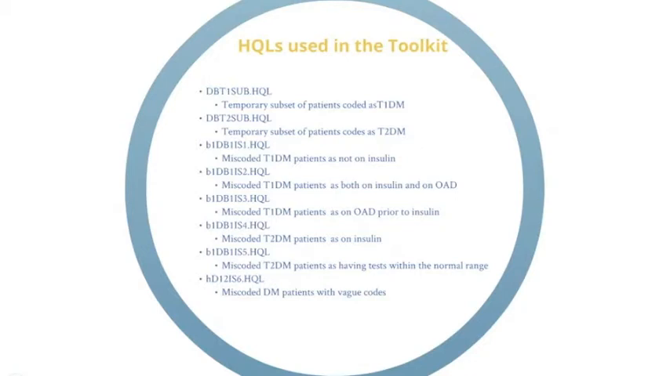The final search set intends to find those people who are miscoded with a vague diabetic code. The logic in this is that some people with diabetes are miscoded with vague codes which imply diabetes but do not list the type.